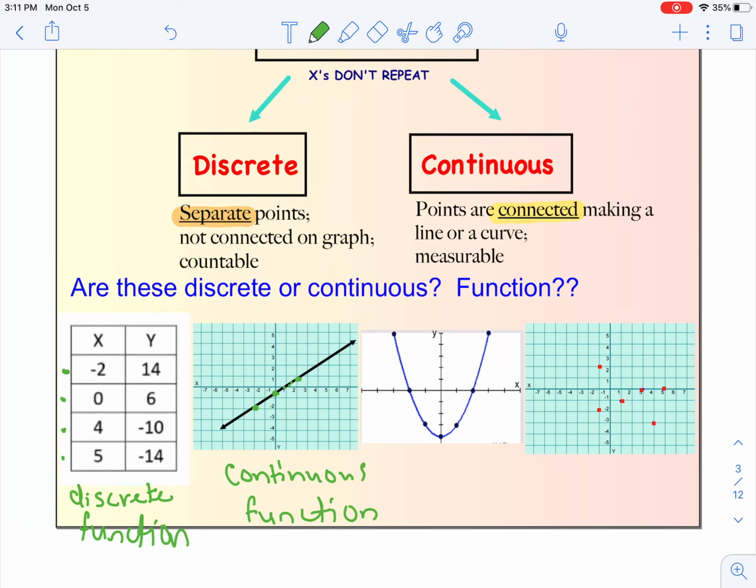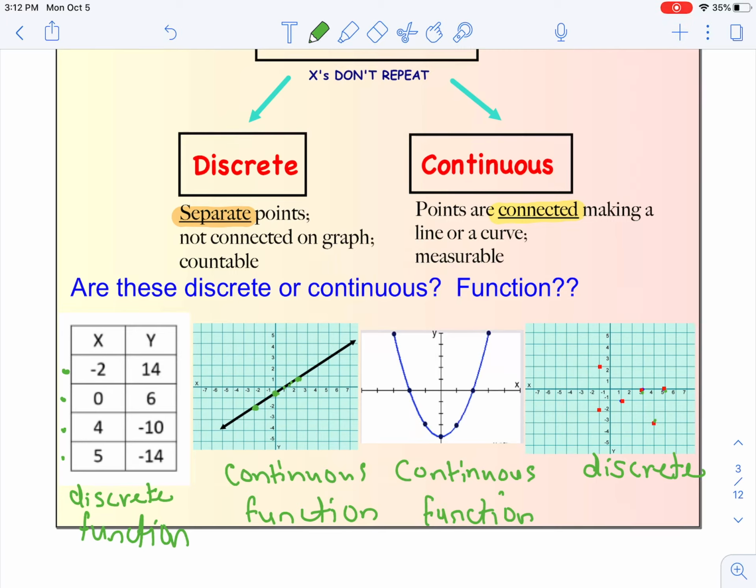The next one is also continuous because you can see there are actually even points on there that are connected. And again, it passes the vertical line test, so this one is also a function. And last but not least, this is discrete. These are individual points I can count. So again, discrete is countable, individual separate points.